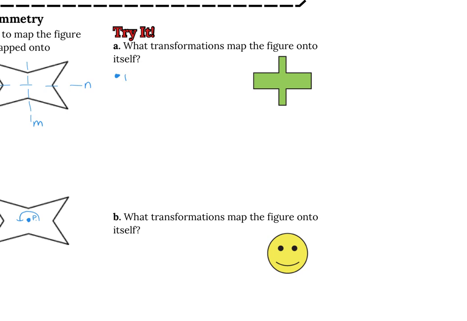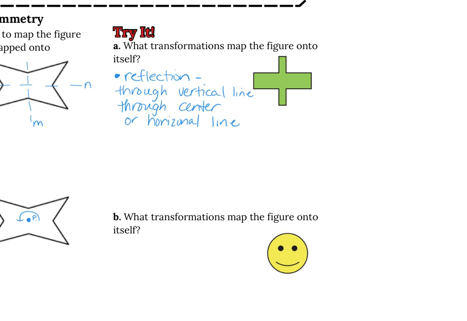All right, let's look at a reflection. Okay, so we could reflect this through a vertical line through the center. Okay, we could also reflect it over a horizontal line. And then for a rotation, we could rotate it 180 degrees.